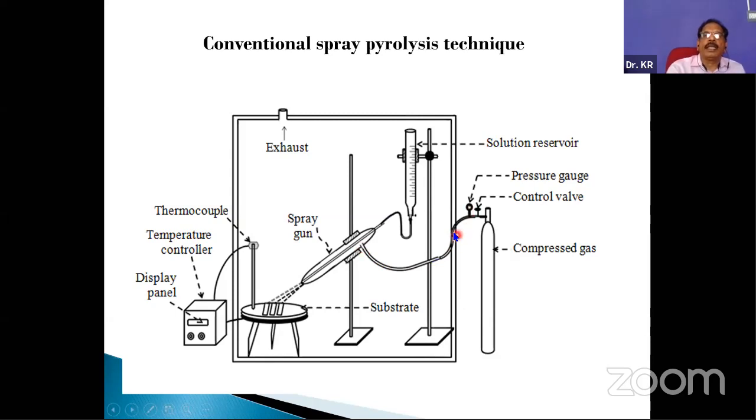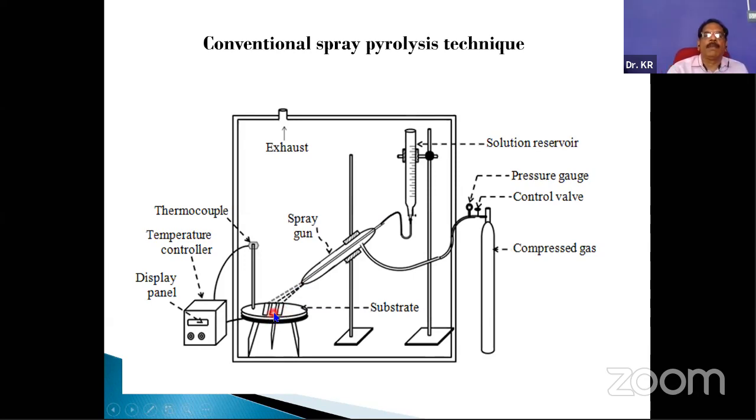When carrier gas is allowed to pass through the outer tube using the control valves, the compressed air rushes into the tube, and when it comes to this point called a nozzle, where both the tubes are fused together, Venturi jet effect takes place, and thereby the solution is sucked in and sprayed on the substrate.